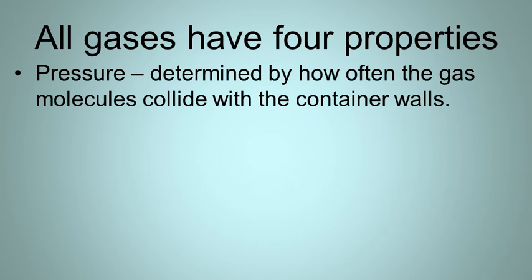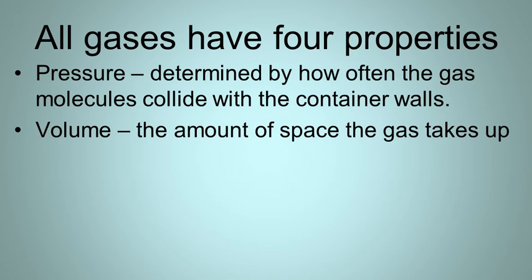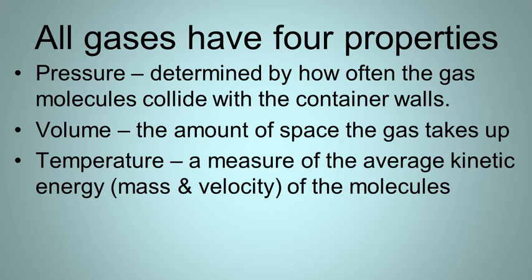That's pretty much all that pressure is determined by, how often the molecules are colliding with the walls of the container. We also can measure the volume of a gas. The volume is just how much space or how much room that gas takes up. We usually measure volume in liters, although we can use other units as well. Also, temperature is a property of gases. In a previous lesson, we learned that temperature is just a measure of the average kinetic energy, so pretty much the mass, but for our purposes, basically how fast the molecules are moving, their velocity. And that's usually measured in degrees Celsius or in kelvins. Sometimes we could measure it in degrees Fahrenheit if we really wanted to.